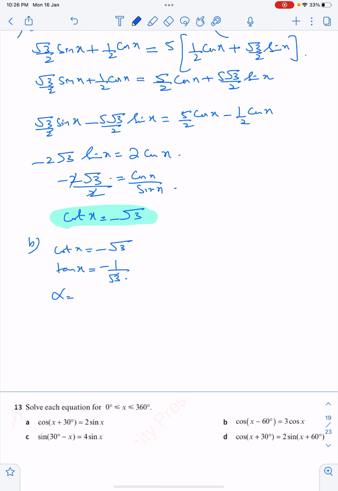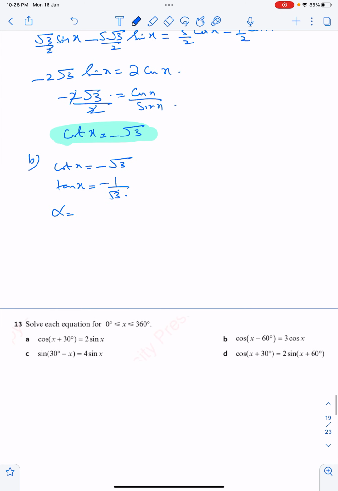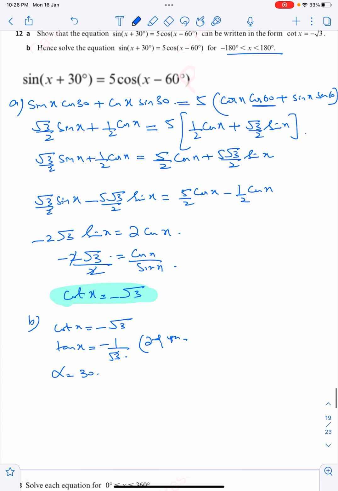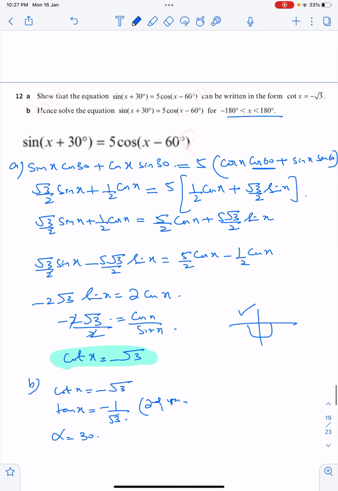The basic angle which I am going to get is 30 degrees. Tan is negative in the second and the fourth quadrant. If I look at the second quadrant, on the negative side, this is up to 180, so it is not going into the second quadrant, but on the positive side it will be 180 minus 30, which is 150. So the answer is going to be 150.